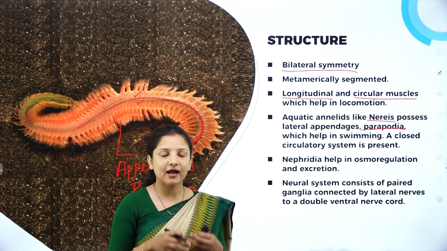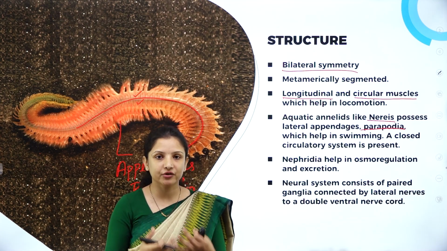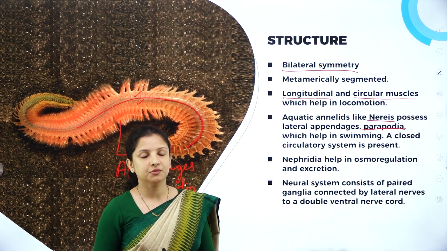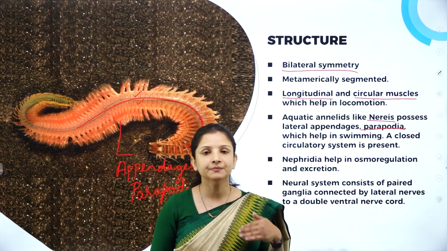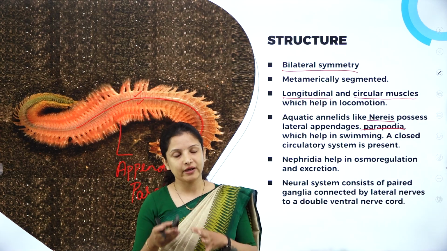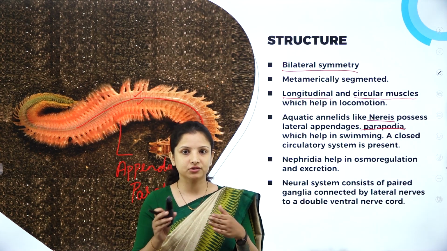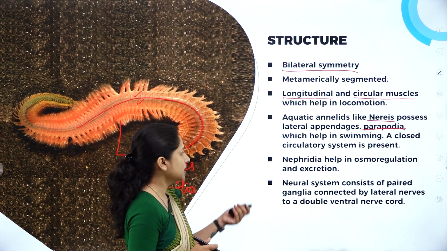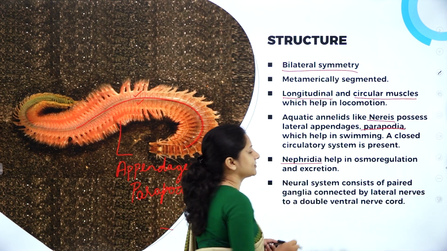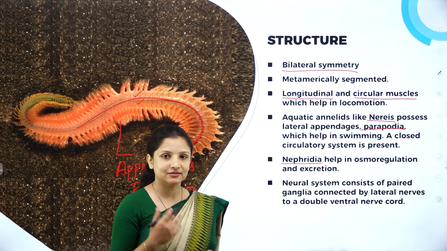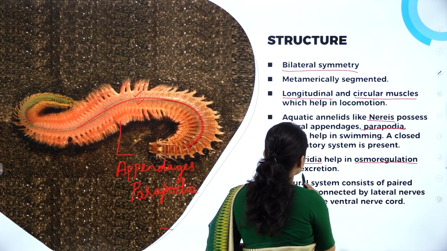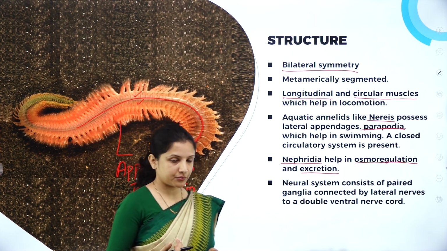And not just that, annelids have a circulatory system, which is a closed type of circulatory system. So what is a closed type circulatory system? It is where the heart pumps blood through arteries, veins and capillaries to specific organs. And talking about the nephridia, it is one of the excretory organs present in these organisms, and it helps in osmoregulation as well as eliminating waste from the body.